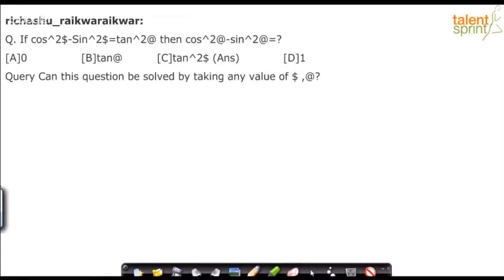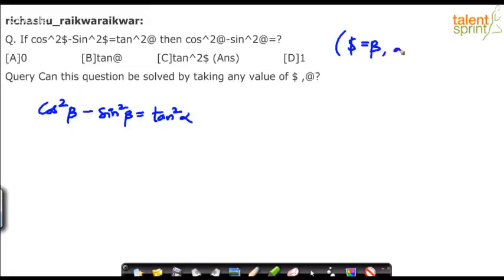Okay, this is from Richard. If cos squared dollar minus sine square dollar equals tan square at the rate, then find cos square 2 at the rate minus sine square 2. Basically some trigonometric function there. So let me write the expression. Let's take dollar as beta and at the rate as alpha, so that it is easy to read. Cos square beta minus sine square beta equals tan square alpha.